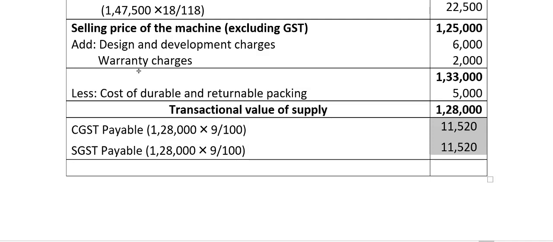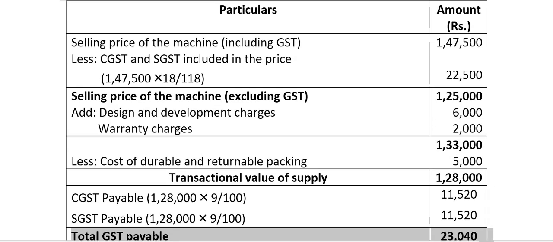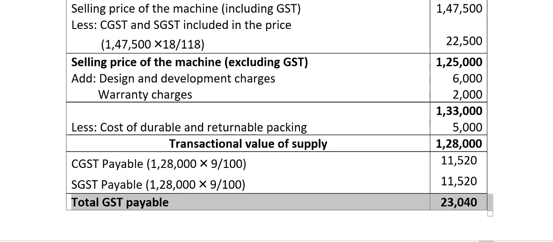So 11,520, 11,520. The total GST payable will be 23,040. So that's it. Any doubts? Please let me know. Thank you.